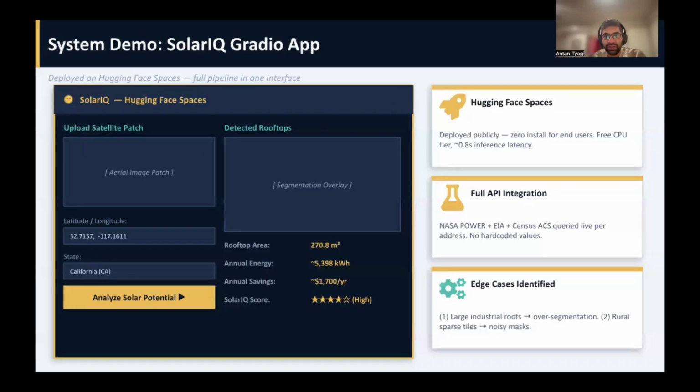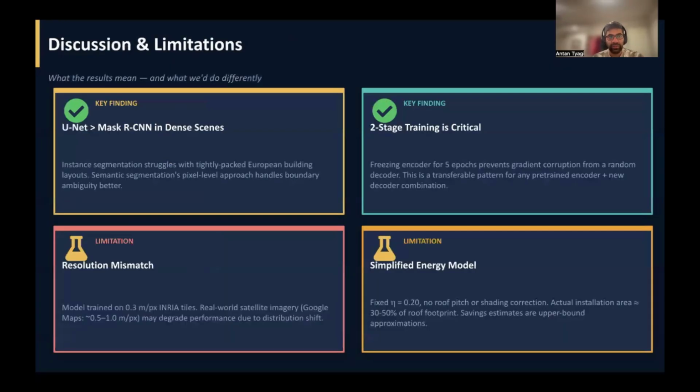The final outcome, which is a Gradio app, is deployed on Hugging Face. It's publicly accessible and doesn't require any installation. You just upload your rooftop and you can get an estimate. It has full API integration with NASA POWER, EIA, and Census ACS information to provide you a reliable estimate. Some edge cases we identified are large industrial roofs, which the model over-segments, plus rural areas in which the tile data is quite sparse and the masks are a little bit noisy.